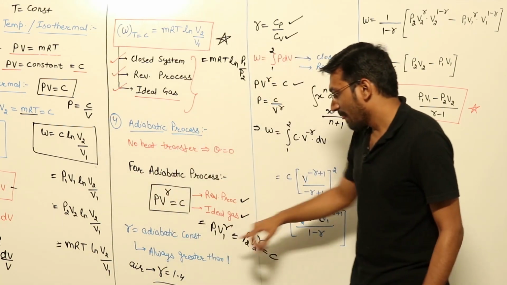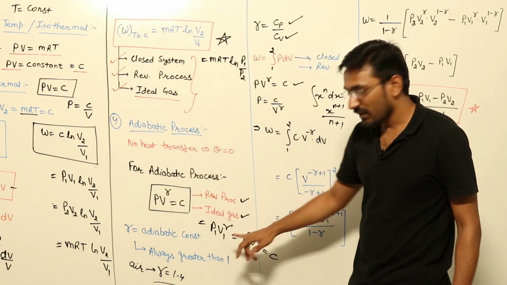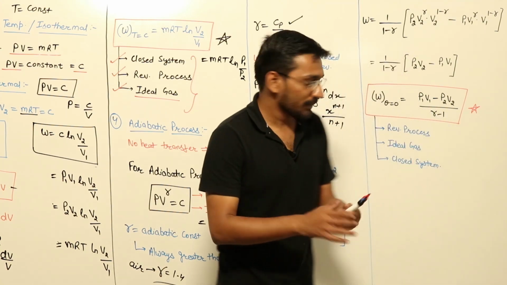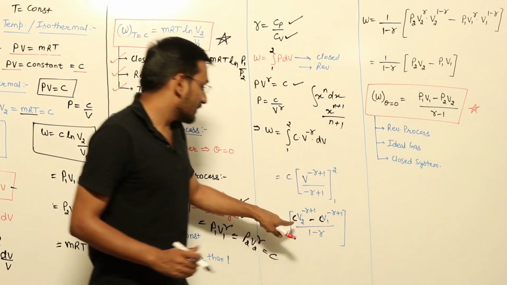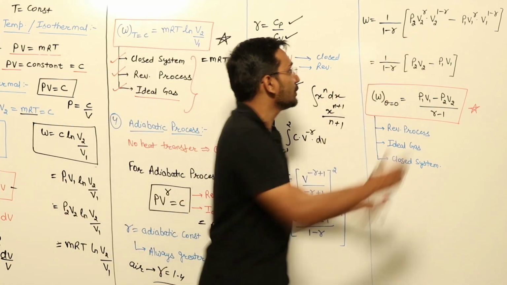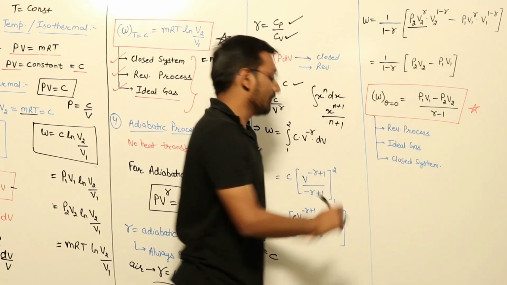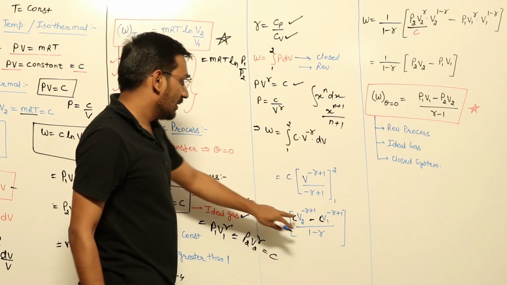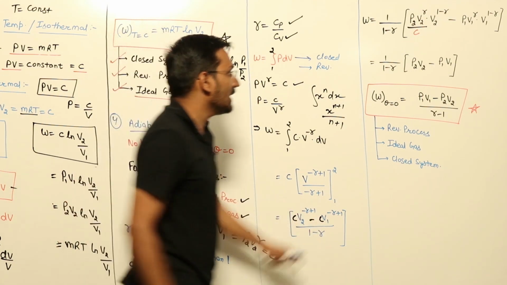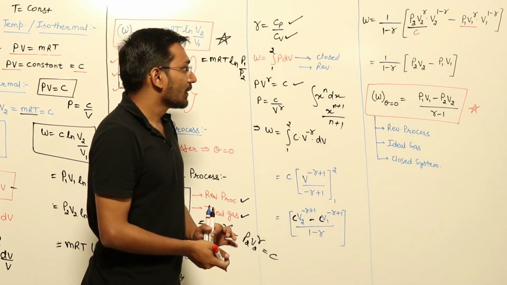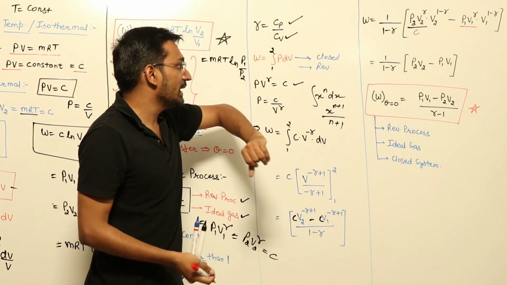So I am writing P1 V1 raised to power gamma is equal to P2 V2 raised to power gamma is equal to constant. So this C, here I write C is equal to P2 V2 raised to power gamma. This is C. I am just solving this. And here this C I am writing P1 V1 raised to power gamma. Right? Only I am just putting the value of C here.